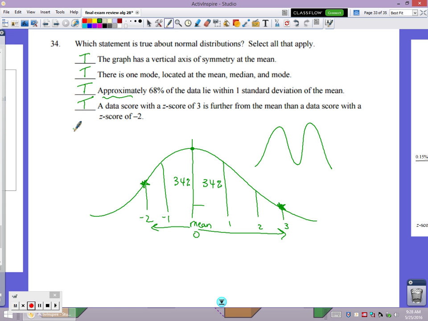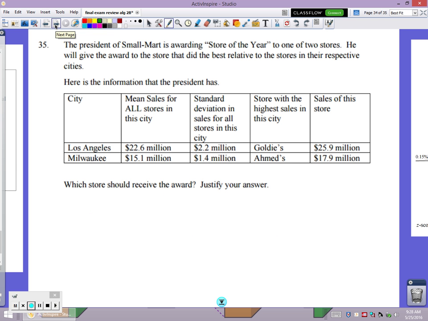All right. Wonderful. Okay. We have 2 more questions. And these are great questions. They're asking you to take all the stuff that you've learned and put it all together. So, the president of Small Mart is awarding Store of the Year to one of 2 stores.